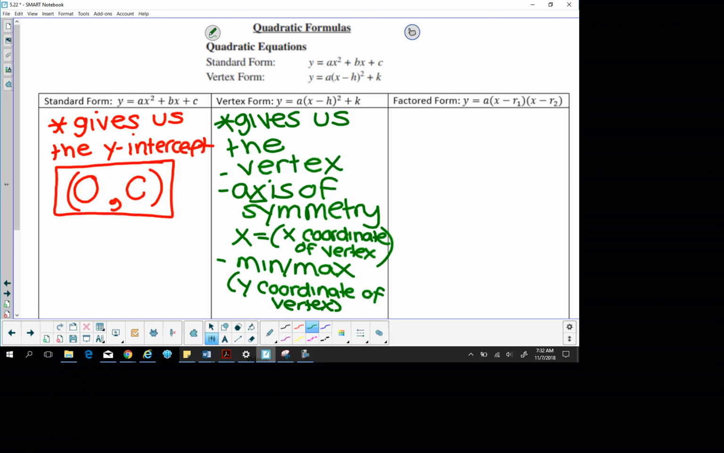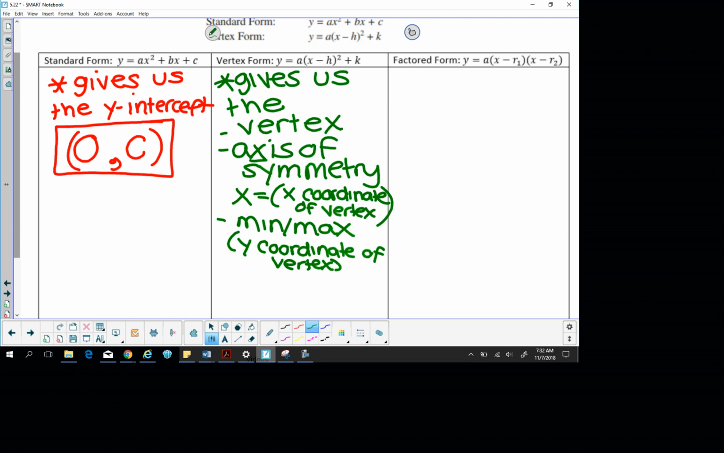Now this one's a little tricky because see how the h is in parentheses? You guys see that right here? See how it's minus h? Minus is the same thing as opposite. So basically what they're saying is the opposite of h is your x coordinate, and the k is your y coordinate. So that would be your vertex right there. And I'm going to show you examples so that it makes a little bit of sense.